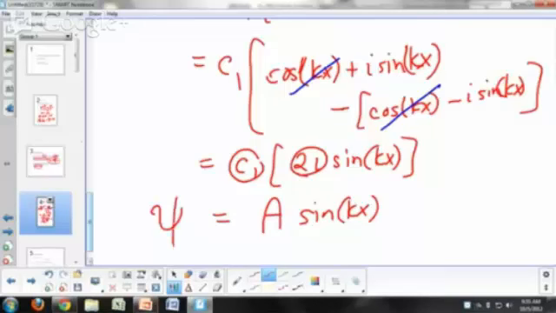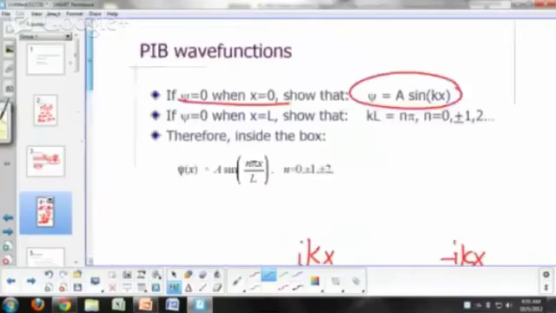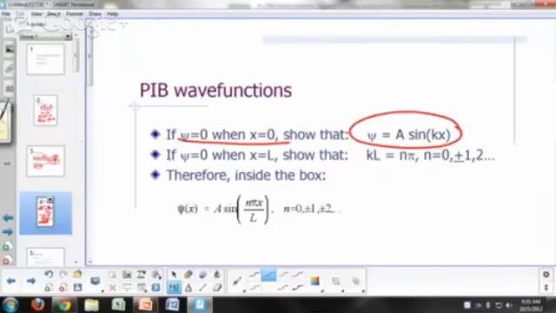Okay, so psi, in other words, of all the possible solutions to that original differential equation, by imposing one boundary condition, we've eliminated some of those solutions. We are now restricted to just those solutions that are of this form. Okay, so psi would be equal to A times sine kx. So that's your first boundary condition.